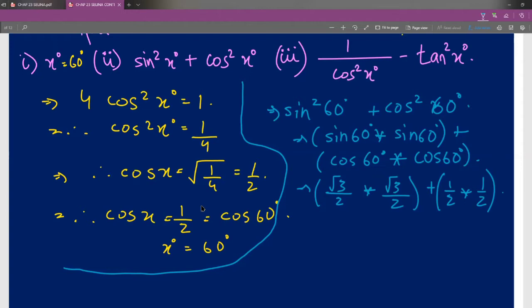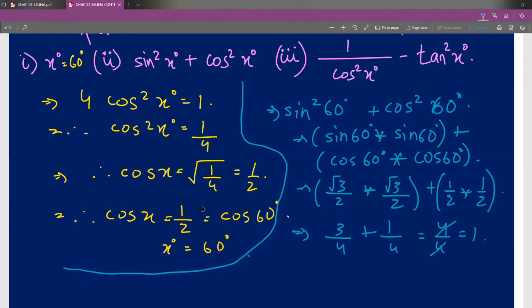Okay, so moving on forward, root 3 into root 3 is equal to 3 upon 2 into 2, that is 4, plus 1 into 1, which is 1, and 2 into 2, which is 4. So therefore 3 plus 1 is 4, and 4 upon 4 can be written as 1.